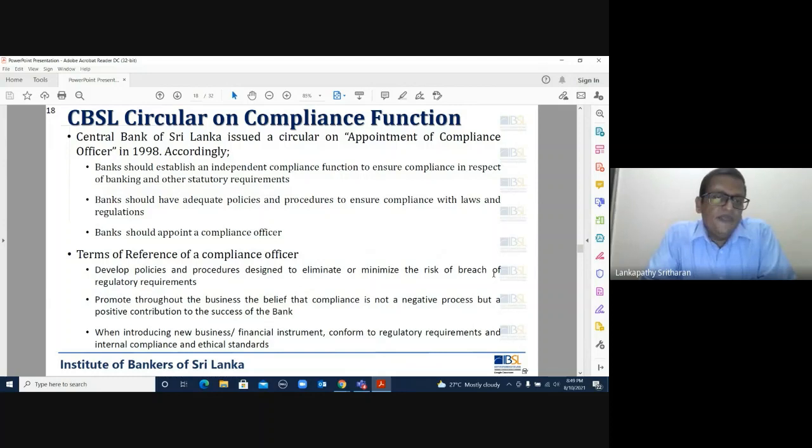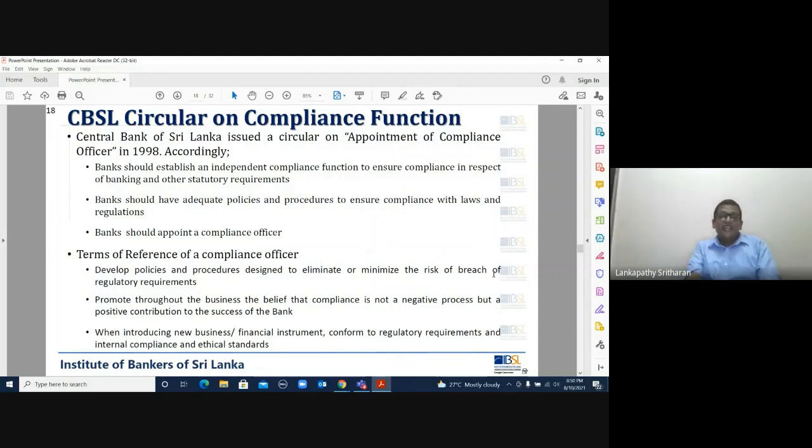Second thing. Third one is the bank should appoint a compliance officer. So these three things are mentioned in that circular. And the terms of reference of the compliance officer are also mentioned in that circular. The first one is, what are the TOR of the compliance officer?